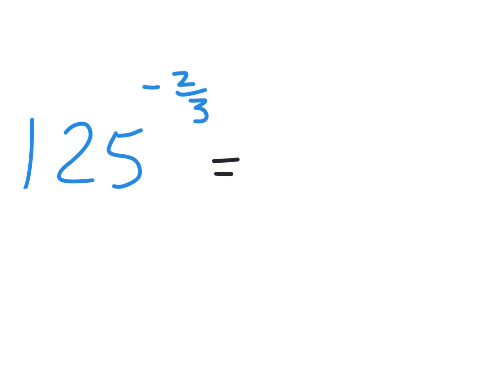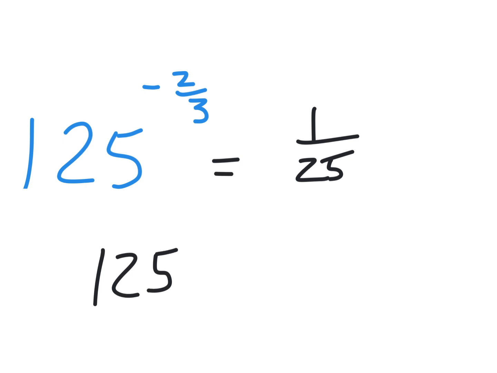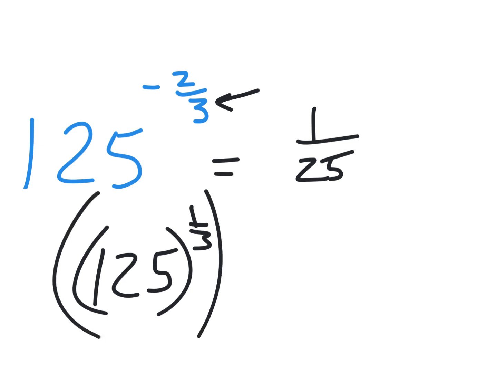Tate, did you compare? What'd you get? 1/25. Raise your hand if you had 1/25. Awesome. Okay, good. Why? I'm going to show you for the kid that's like, I don't get this. You do the 1/3 part, that's the root part, first. Because why? Because you want to take your big number and make it smaller. And that's 5. Because 5 times 5 times 5 is 125.